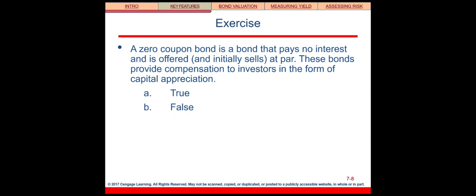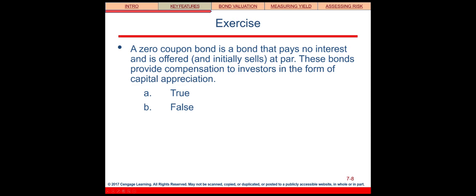Here's an exercise question. A zero coupon bond is a bond that pays no interest and is offered or initially sells at par. So these bonds provide compensation to investors in the form of capital appreciation. True or false? I pause here a little bit for you to think about it. Next, I'm going to let you know the answer. So the answer is false.